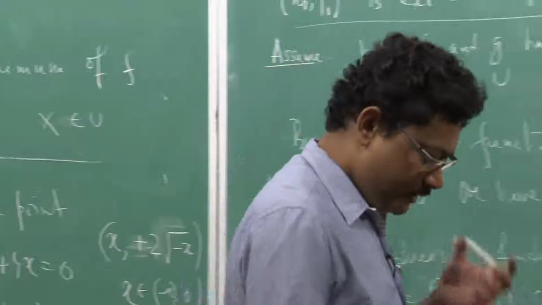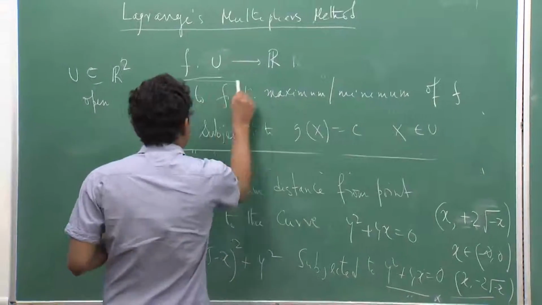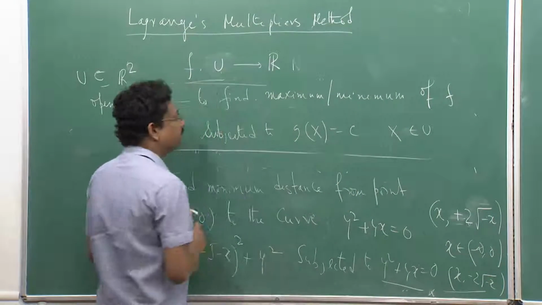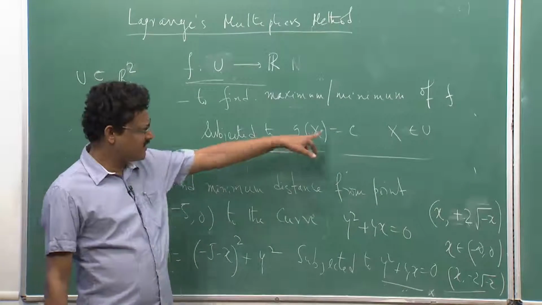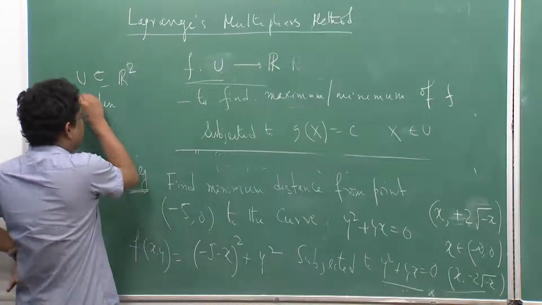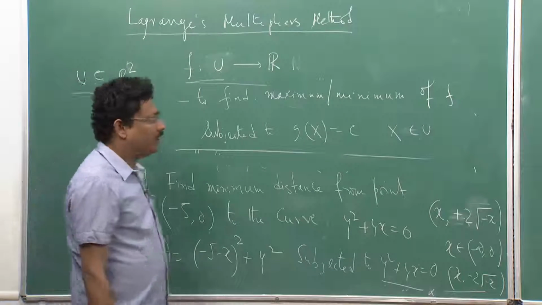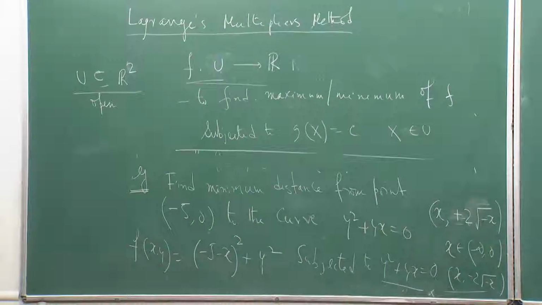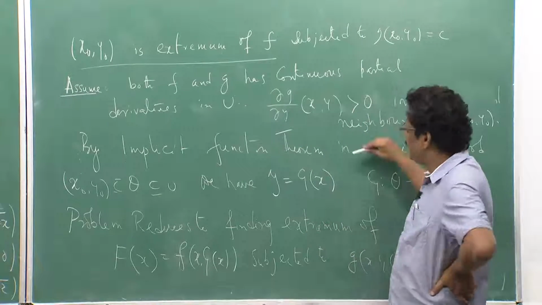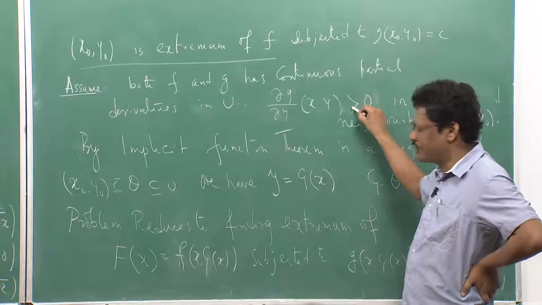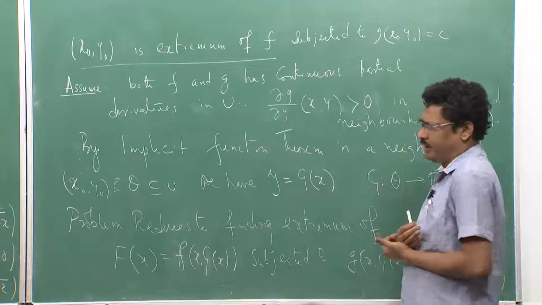Okay, so let us continue with this problem of the Lagrange multiplier method. We have to find the extremum value, maximum or minimum, subjected to some surface G(x) equal to c, and we are particularly looking at the problem in R2. We have used the implicit function theorem with the assumption that f and g have continuous partial derivatives, and in a neighborhood we have assumed ∂g/∂y greater than 0. I want it non-zero, but non-zero means in a neighborhood I can take less than 0 or greater than 0, so it really does not matter.